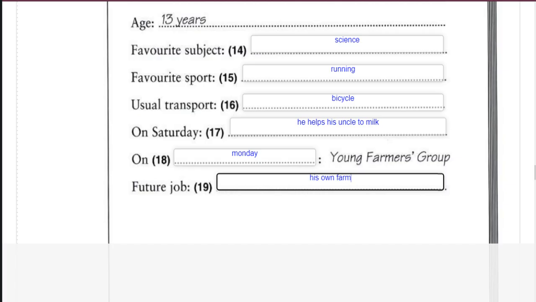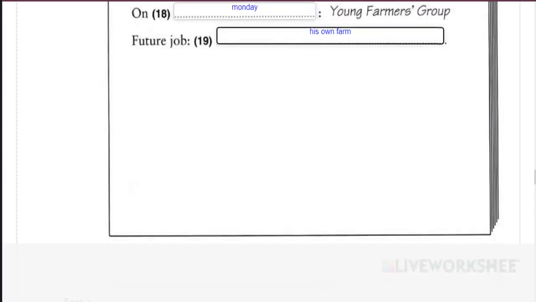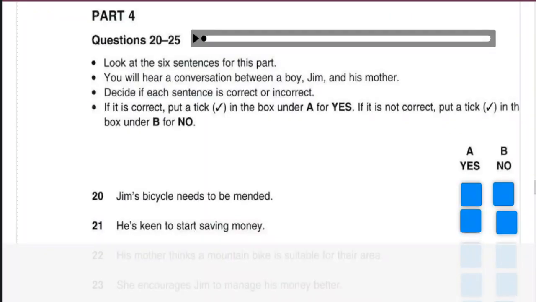That is the end of part 3. Now turn to part 4. Questions 20 to 25. Look at the 6 sentences for this part. You will hear a conversation between a boy, Jim, and his mother. Decide if each sentence is correct or incorrect.